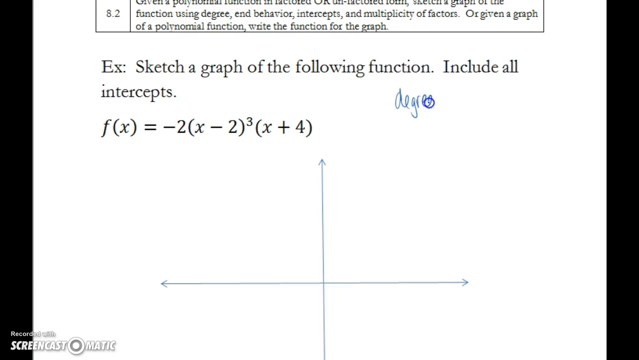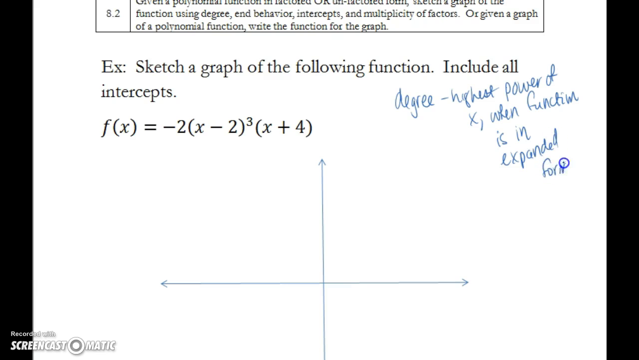So to find our degree, well, let me define degree first, and we'll talk about how to find it. Degree is the highest power of x when the function is in expanded form. So if we were to expand this function, so take negative 2 and multiply it by x minus 2, x minus 2, x minus 2, because there's 3 of them, and x plus 4. We multiplied all of this out.